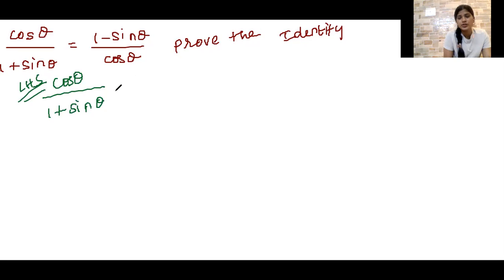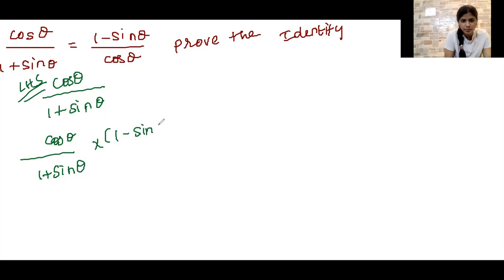So now I'm going to multiply the numerator and the denominator by rationalizing it. I'm going to multiply the cos theta and 1 plus sine theta by 1 minus sine theta. The numerator I'm multiplying by 1 minus sine theta, and in the denominator also I'm multiplying it by 1 minus sine theta. So the next step is to perform the multiplication.